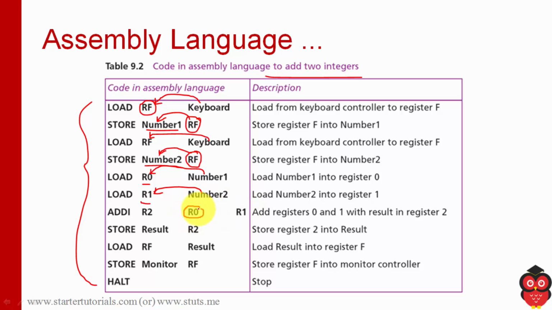And then finally, we have value 1 in register 0 and value 2 in register 1. We are adding them and storing the result in register 2. So we are adding register 0 and register 1 and storing in register 2. Again, this register 2 value is moved to a variable called result, and from result it is finally moved to register F, which we are printing onto the monitor. After the task is over, we write the halt instruction to tell the microcontroller to stop the execution of the program. So this is how assembly language code looks like.